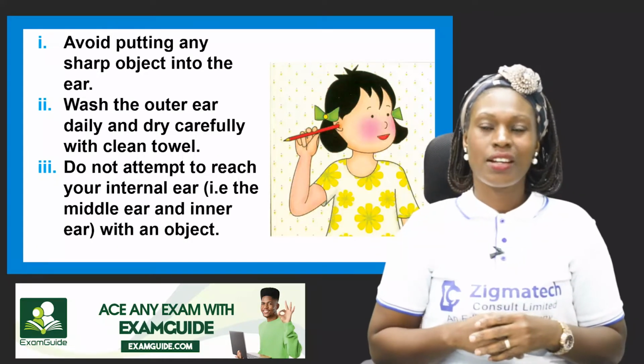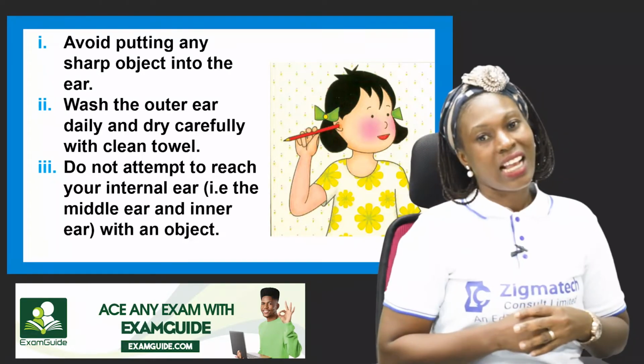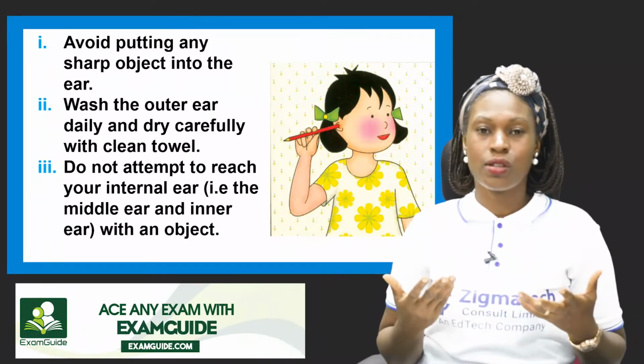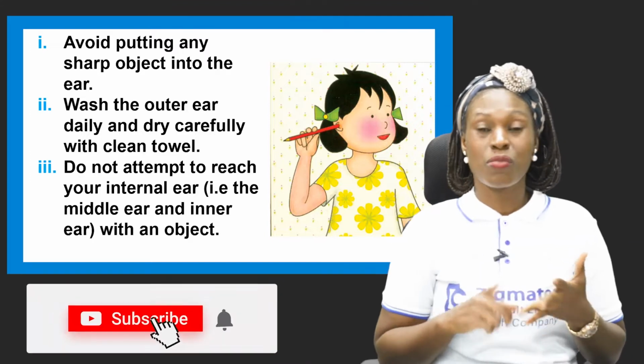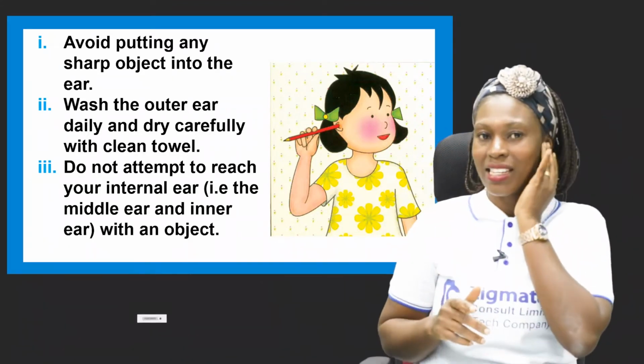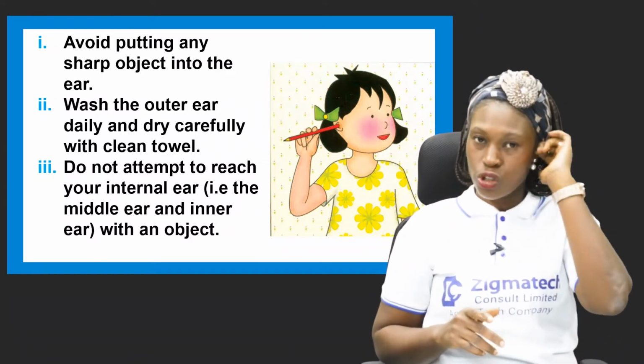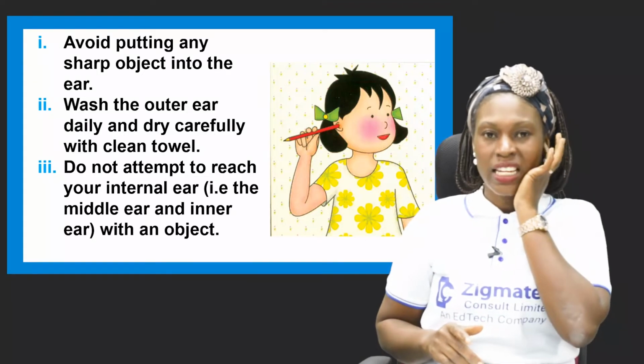Another thing is that you should wash the outer ear daily and dry carefully with a clean towel. We have three parts of the ear: the outer ear, the middle ear, and the inner ear. So you need to do what? Clean the outer part. That's the spot. When you're washing or taking your bath, you make sure you clean it so it can be clean.